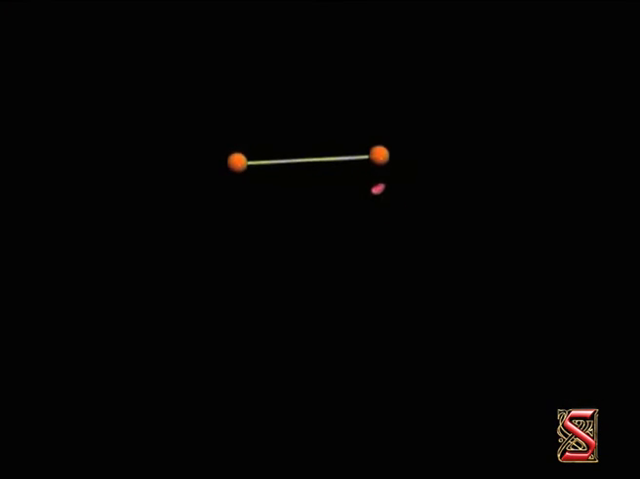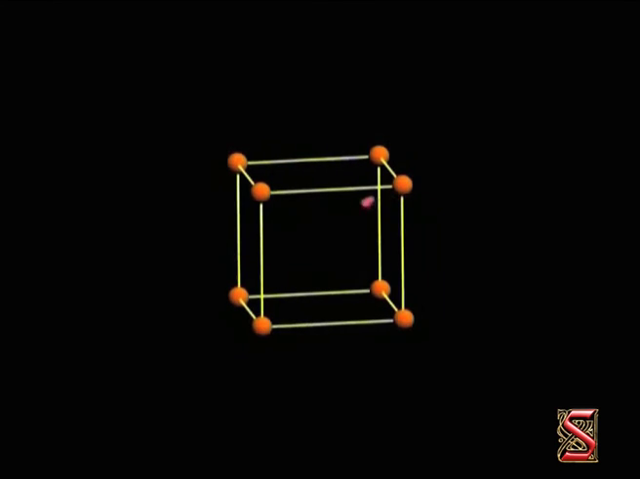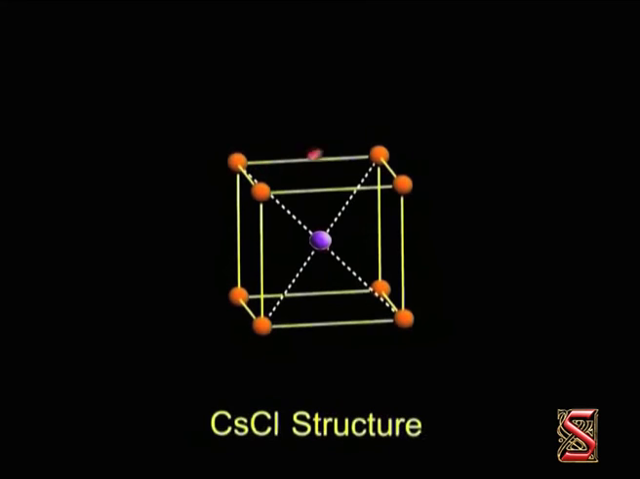So, this is the cesium chloride structure. Again, a body centered cubic crystalline structure. We can find different types of atoms occupying different positions. One type of atom on the corners of the cube and the other type of atom at the center. The center is occupied by the cesium ion and the corners are occupied by the chloride ions.